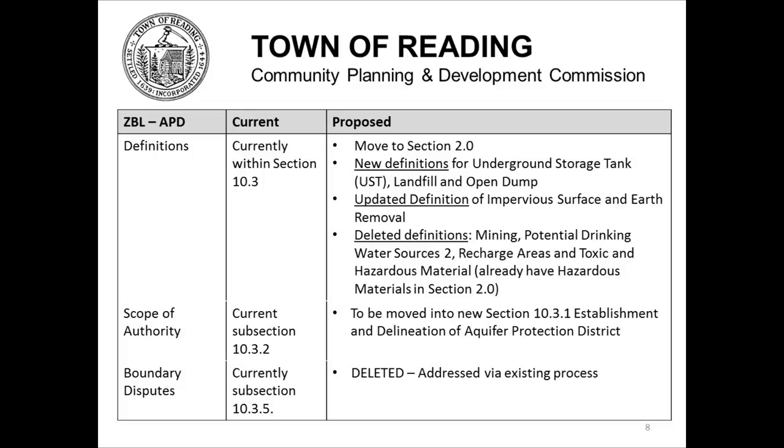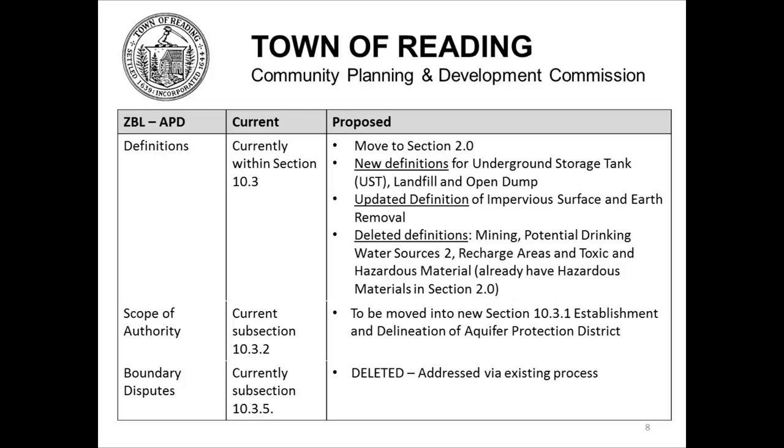We developed new definitions based on feedback from the building inspector and town council, such as underground storage tank, landfill, and open dump. We updated definitions again based on feedback, including impervious surface and earth removal. And then lastly, we removed definitions that are not necessary as they're already covered under the state statute or are already in other sections of the bylaw.